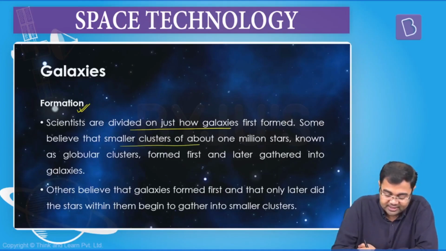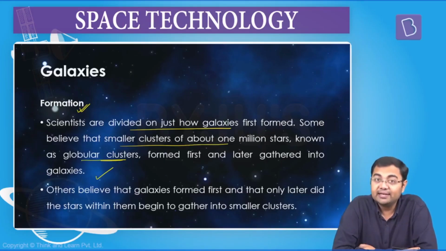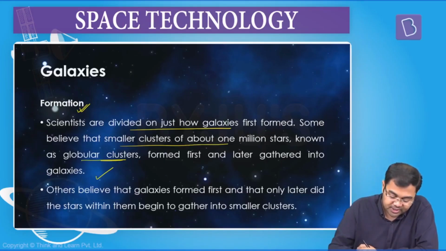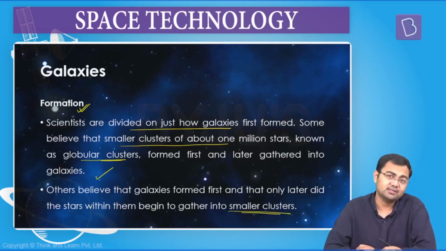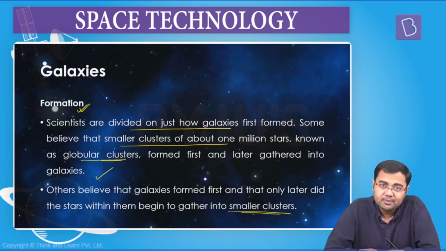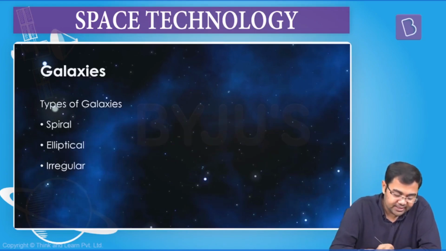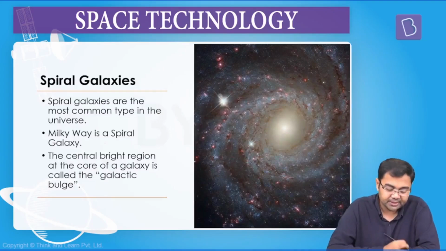Some believe that smaller clusters of about 1 million stars known as globular clusters formed first and then later gathered into a galaxy. Others believe that galaxies formed first and then only later the stars within them begin to gather into small clusters. So that's why I said that there is a difference in opinion about galaxies. So in general, we have three kinds of galaxies: spiral galaxies, elliptical galaxies, and irregular galaxies. What are these? Let's have a look at them.